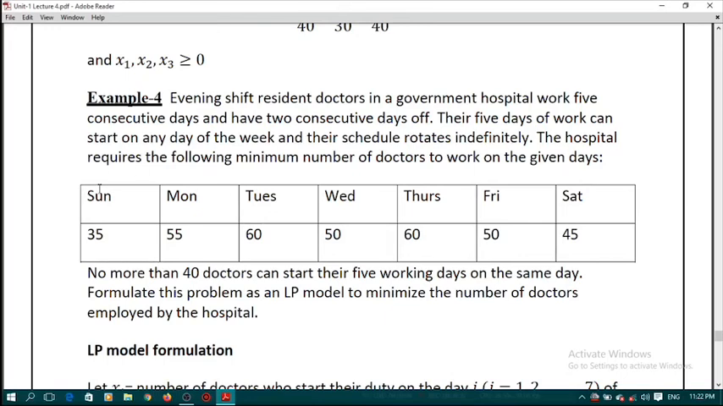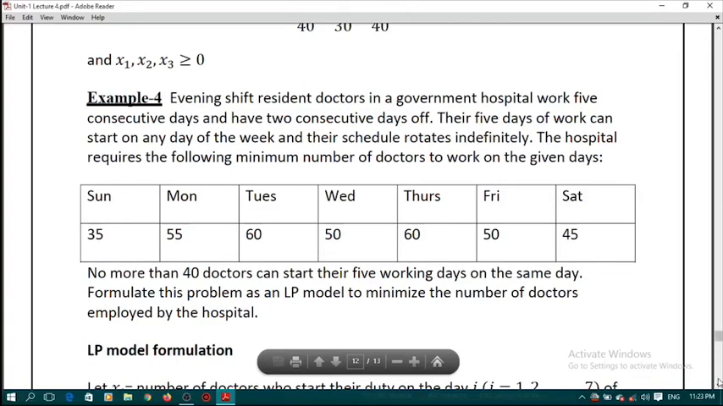On Sunday, they require a minimum of 35 doctors. On Monday, they require minimum 55 doctors. On Tuesday, minimum 60 doctors. On Wednesday, minimum 50 doctors. On Thursday, minimum 60 doctors. On Friday, minimum 50 doctors, and lastly on Saturday, minimum 45 doctors. No more than 40 doctors can start their 5 working days on the same day. Formulate the problem as an LP model to minimize the number of doctors employed by the hospital.